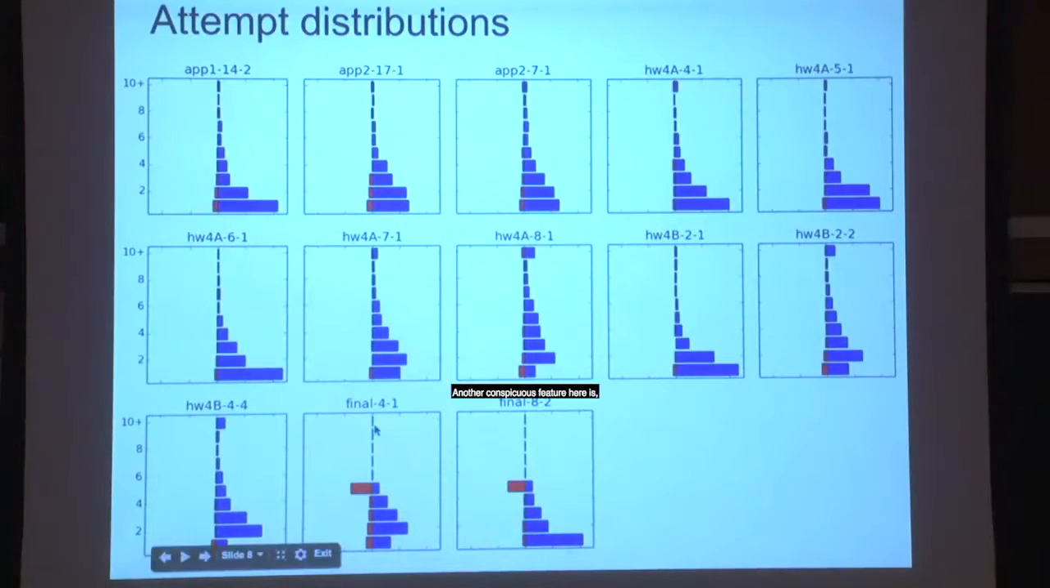Another conspicuous feature here is you'll notice there are no attempts above 5 for the final. This is because we didn't limit the number of attempts for most of the problems, but we did limit them to 5 attempts for the final. So you notice also for the final, there is a much higher fraction of incorrect submissions because we had that limit on the number of attempts and because the stakes were considerably higher. And also the people who did eventually get it wrong used up all of their attempts, as you can see.